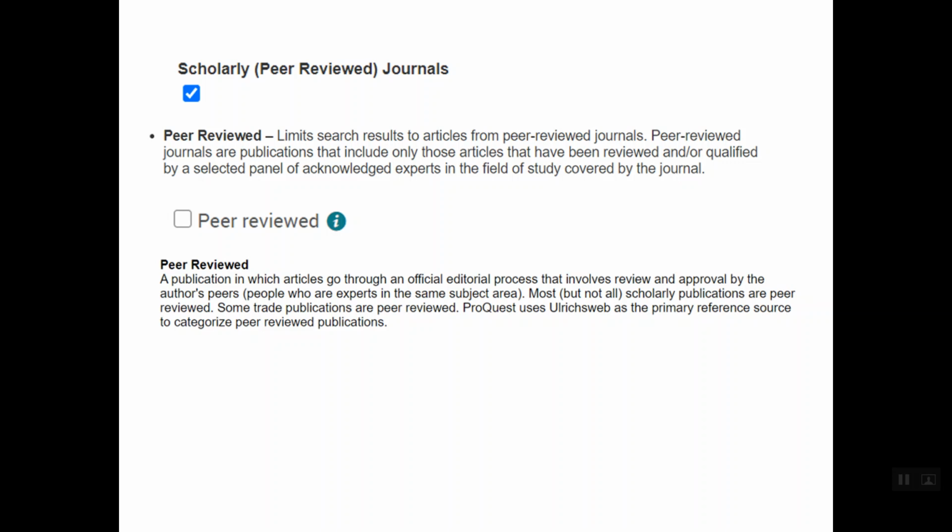Wouldn't you know it, databases have competing or different definitions of peer review. Here's the one we're working in now. According to Business Source Complete, they consider peer review to be the following. Peer review limits search results to articles from peer-reviewed journals. Peer-reviewed journals are publications that include only those articles that have been reviewed and/or qualified by a selected panel of acknowledged experts in the field of study covered by the journal.